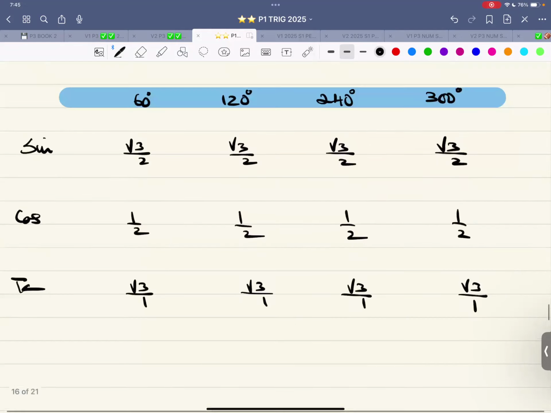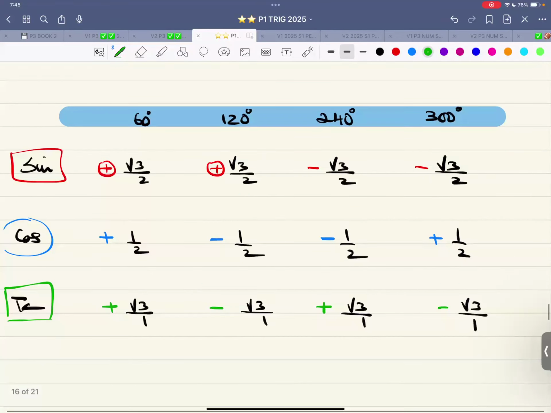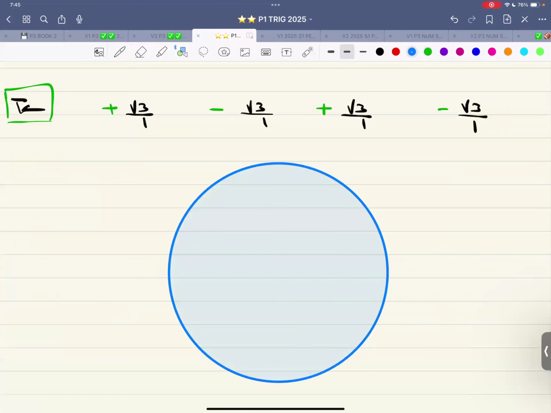Now, first of all, when we talk about sine, the first two are positive, the next two are negative. When we talk about cosine, the first and the fourth are positive, the middle two are negative. When we talk about tangent, first and third are positive, second and fourth are negative. Again, they have the same ratio. So let me write a statement over here, and that applies to all.